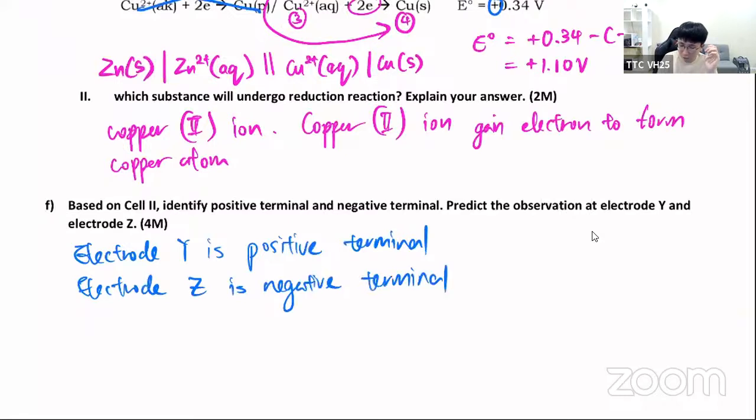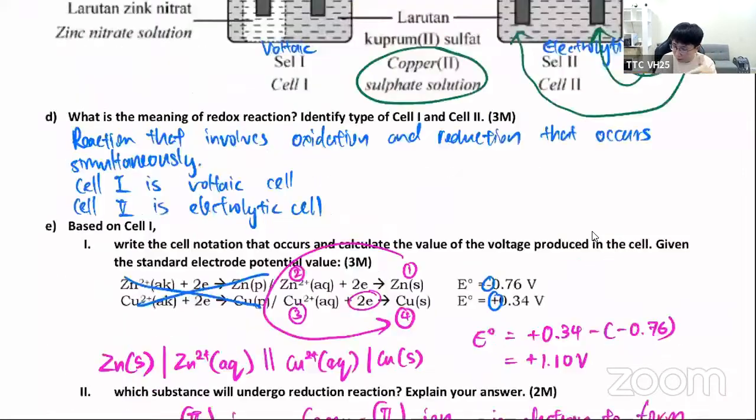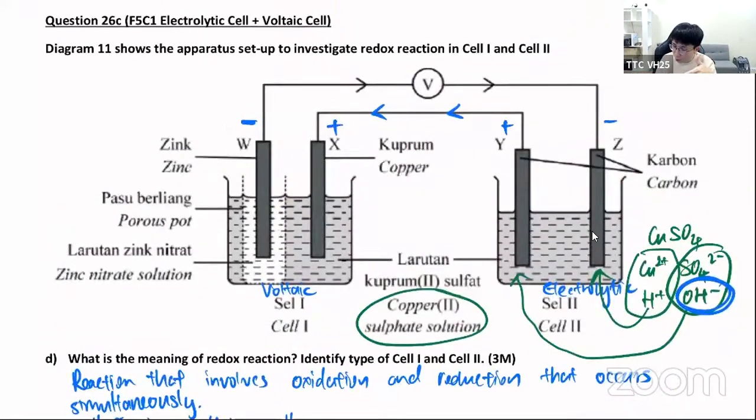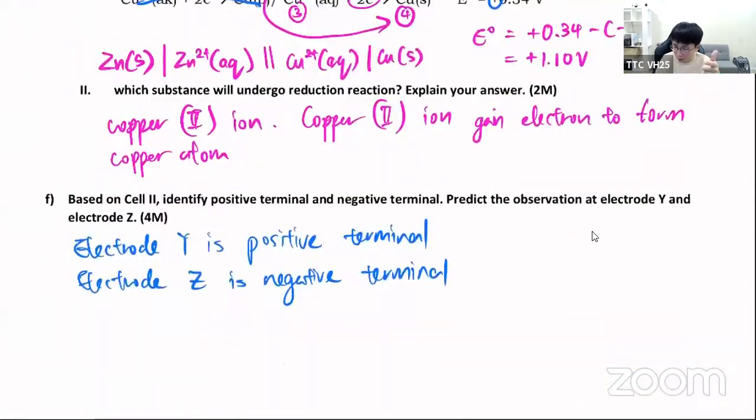Okay, then after we choose, at Y we choose the OH-. For Z, we choose Cu2+. From here, I just mark this down myself. We're going to select OH-. We're going to select Cu2+.